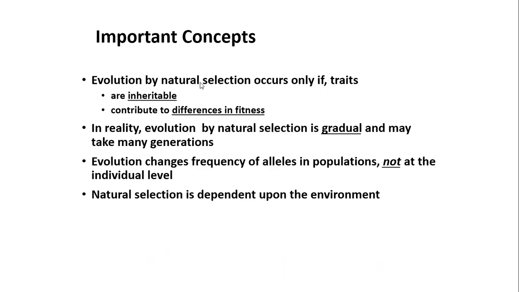All right, so keep in mind, as I said, evolution by natural selection only occurs if there are traits that can be passed on genetically, are inheritable, and they make a difference in fitness. You can have mutations, you do have mutations occur in your cells that may not make a difference at all. And so those mutations may not be selected for at all by nature.